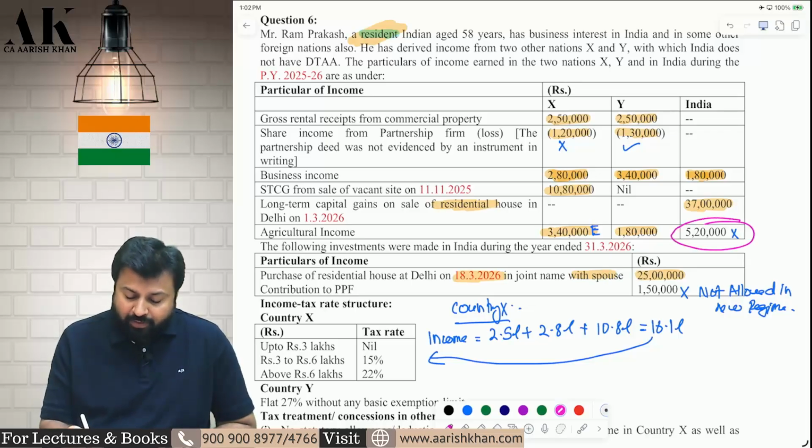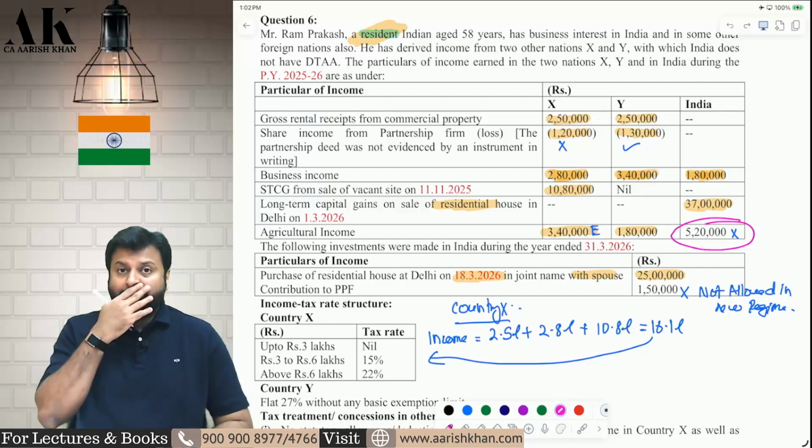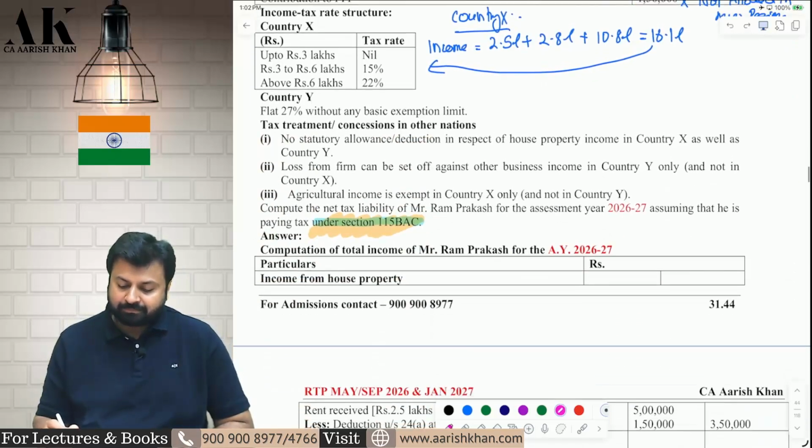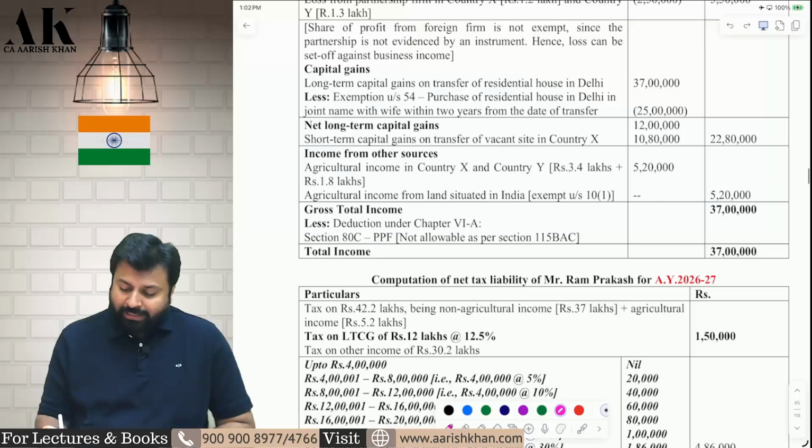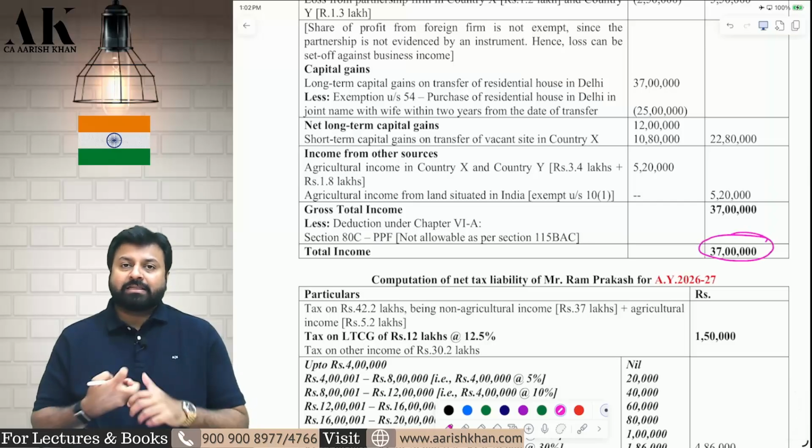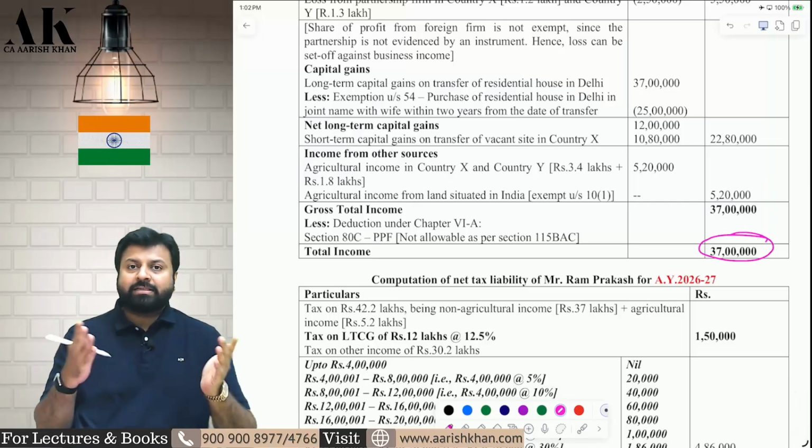And from gross rental income, you will claim 30% standard deduction. I hope it is clear to all of you. After doing all this, you will get your total income. Total income 37 lakh. Now you have to compute tax. How will you compute tax? Don't compute tax directly on 37 lakhs.